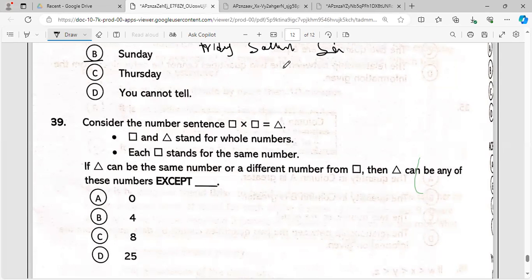And so, 4 times 4 would be 16, which is not the same number. 5 times 5 is 25, which is the same number. And 0 times 0 is 0, the same number. So my answer would actually be C.